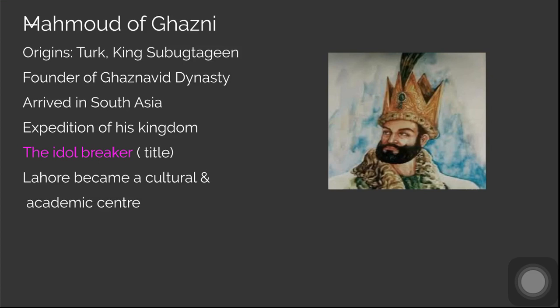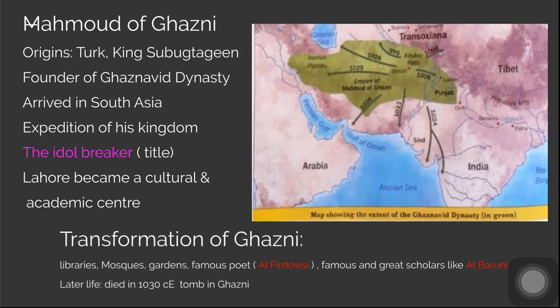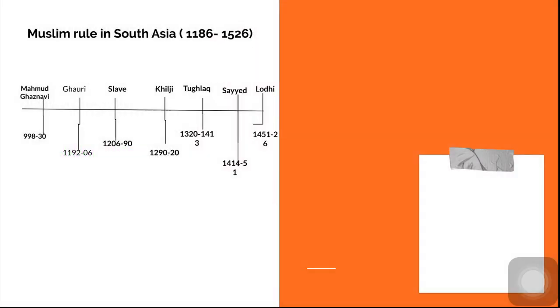At the time of Mahmud of Ghazni, he made Ghazni into a beautiful city, and many madrasas, mosques, libraries, gardens, hostels for travelers, and bridges were constructed. Mahmud is also known for his patronage of art and knowledge, and the famous scholar Al-Biruni and the famous poet Al-Firdausi were with him.